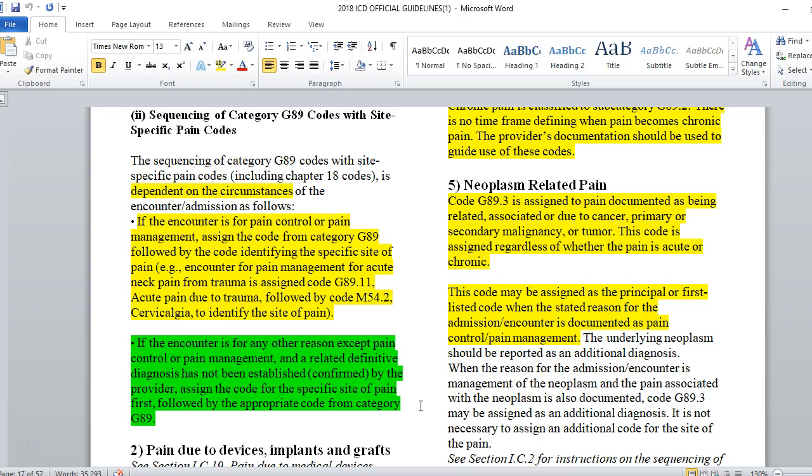However, if the encounter is for any other reason except pain control or pain management and a related definitive diagnosis has not been established or confirmed by the provider, assign the code for the specific site of pain first, followed by the appropriate code from category G89. So again, if they're going for pain control, pain management, pain code goes first, then the anatomic site of pain. If they're coming in for another reason, then site of pain goes first, then more specifically the type of pain. So we have to keep this in mind. It's all situational.